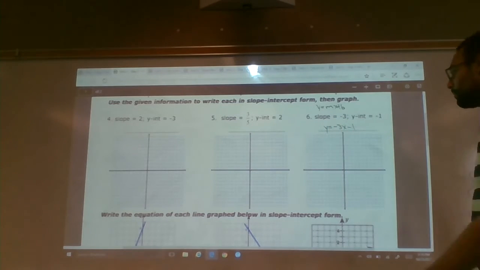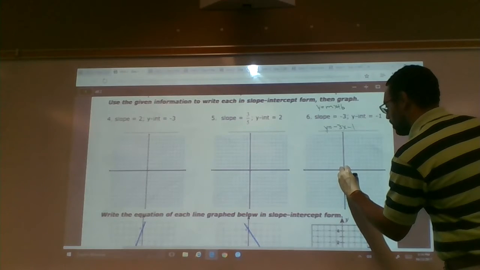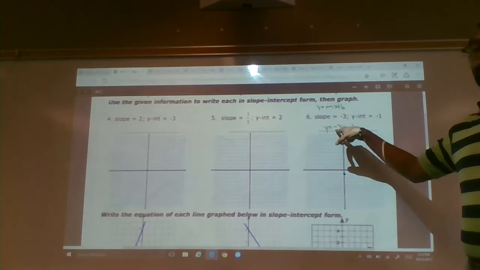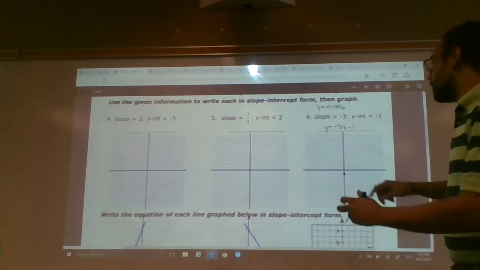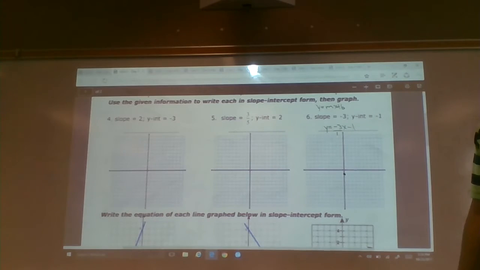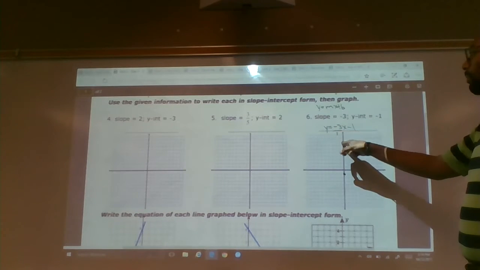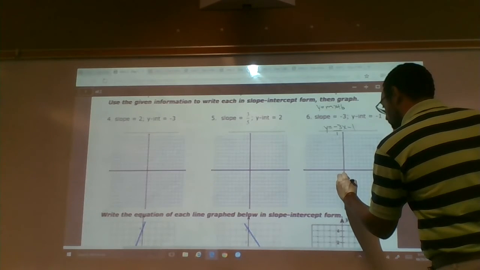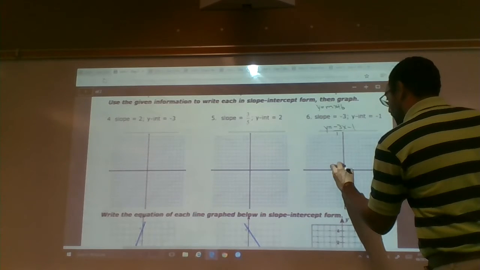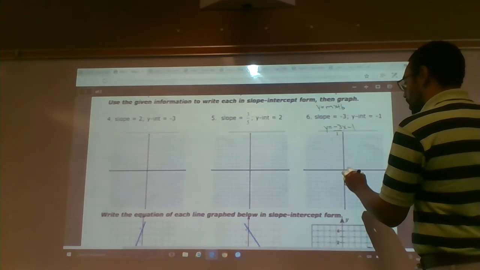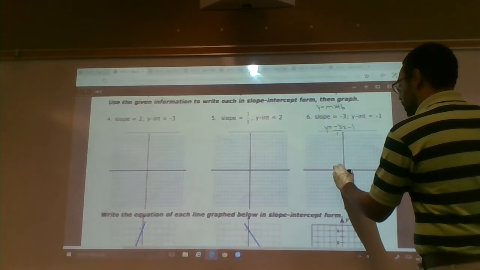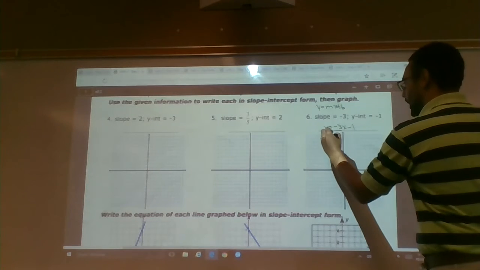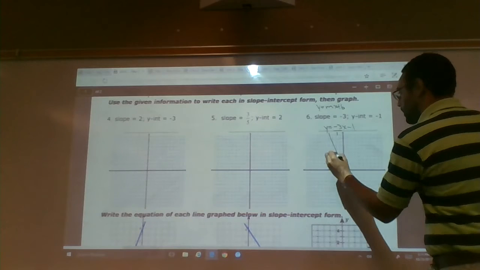I can graph it. So here's -1. And here's where, when they ask that question about how do you change an integer into fraction form, you just add the 1 in the denominator. So my rise over my run, I'm going to go down 3 and to the right 1. And then the opposite would be left 1 and up 3. And then I connect, and there's my line.